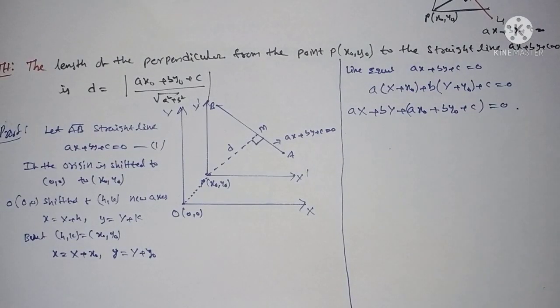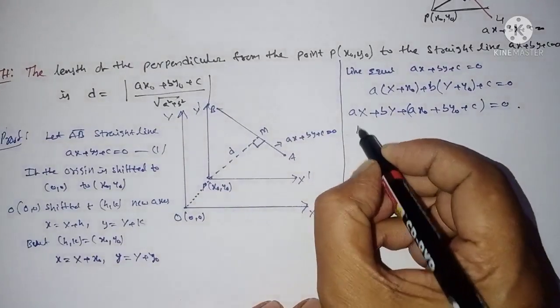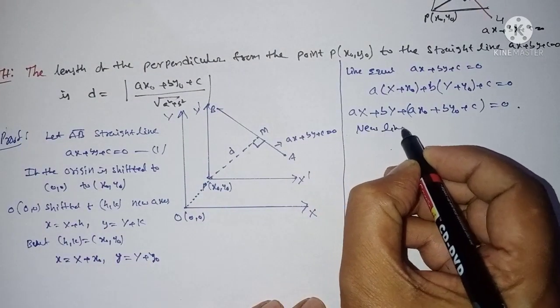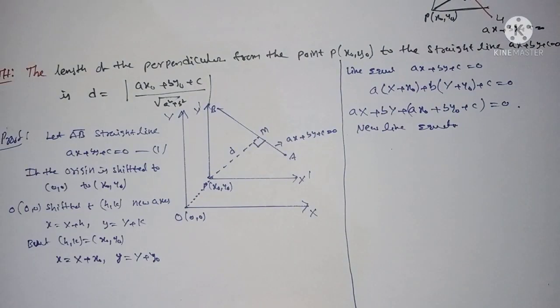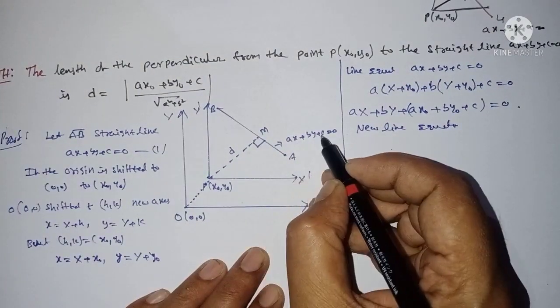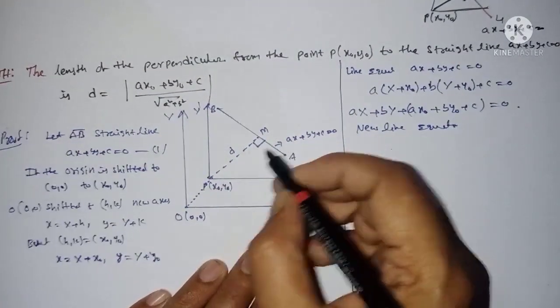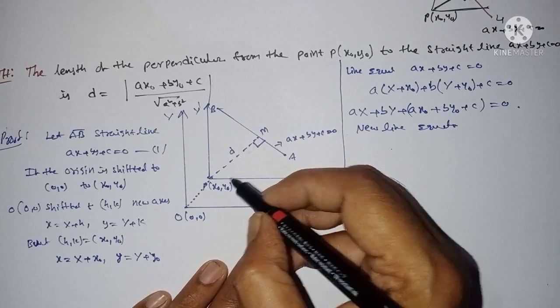This is our required new line equation. Therefore, ax plus by plus c is equal to 0. The first equation is changing the axis, shifted from origin (0, 0) to (x naught, y naught).